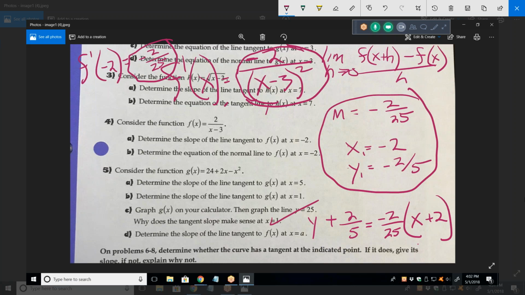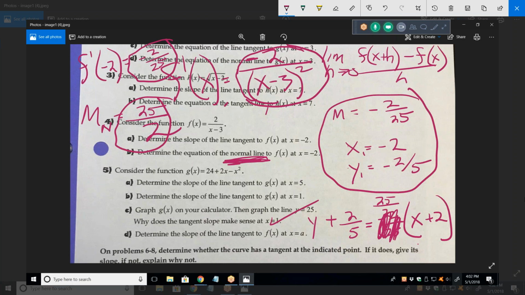Now, the normal line is the inverse of that. Equation of the normal line. Isn't that just the inverse? Not the inverse. What's the slope of the normal line? It's the opposite reciprocal. Okay, so what is it? If the slope of this line is minus 2 over 25, what's the slope of the normal? 25 over 2. Now, we use that slope. Our point is exactly the same, so all I have to do to this is make the slope 25 over 2.